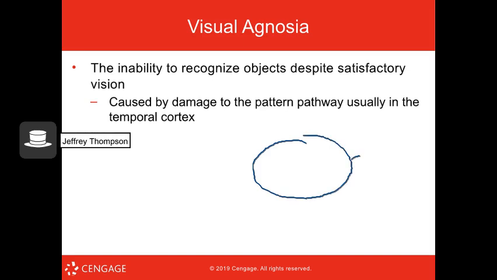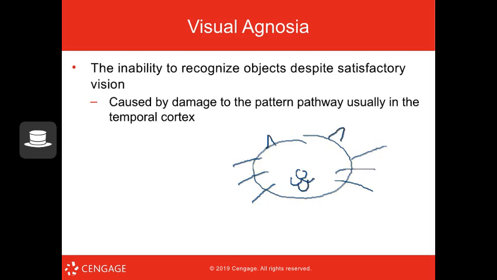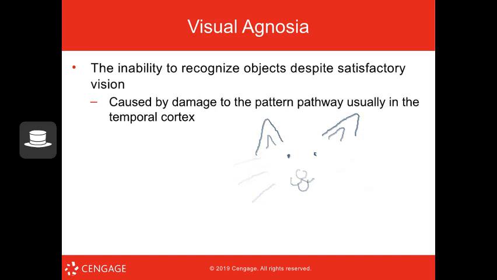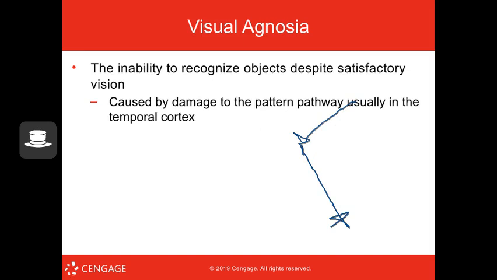So if I do this, right, what am I drawing? Look at it. What is it? It's a cat, hopefully. So now it's fading away, right? If you have visual agnosia, then the light is bouncing off that cat and hitting your retina, but your brain is not able to recognize it. You can see it, you can't recognize it.